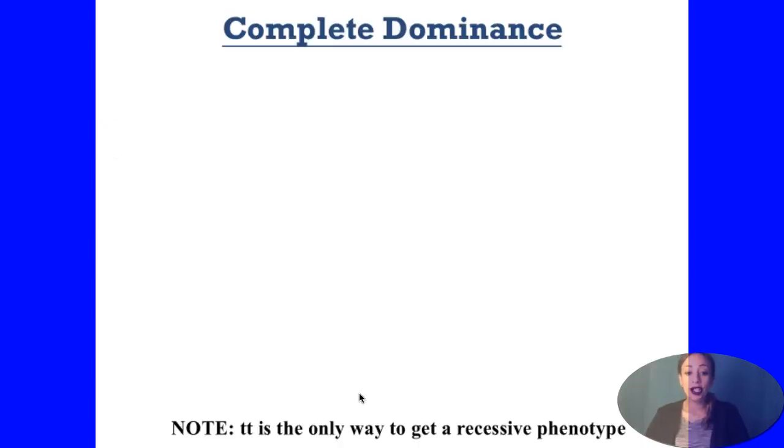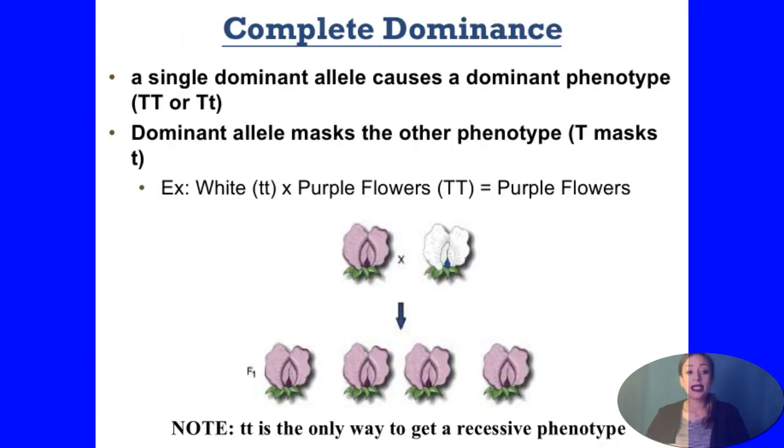So here we're going to look at complete dominance first. What is complete dominance? It's when a single dominant allele causes a dominant phenotype to be viewable. So it's all the kind of examples we've been looking at. So whenever you see a capital letter, it's going to completely mask whatever phenotype the little letter or the recessive allele is going to be showing.